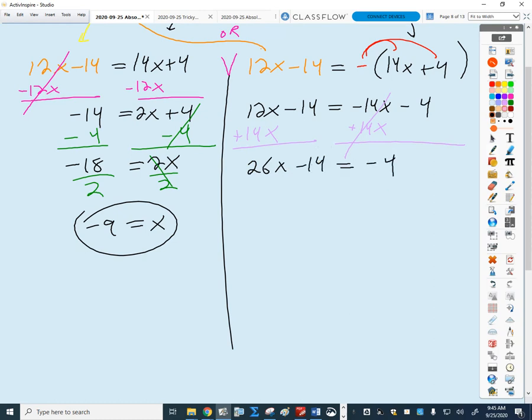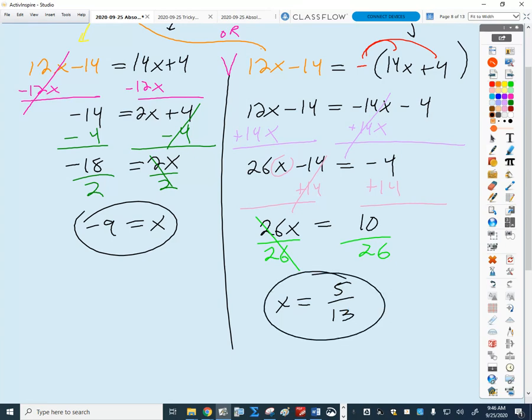I'm going to speed this up just a bit. Would everybody agree? I'm just going to get the x by itself, I'm going to add 14. So I get 26x equals 10. And then I'm going to divide by 26, right? So those guys cancel, and I get the solution. X equals 10 over 26, which I could reduce to, what, 5/13?